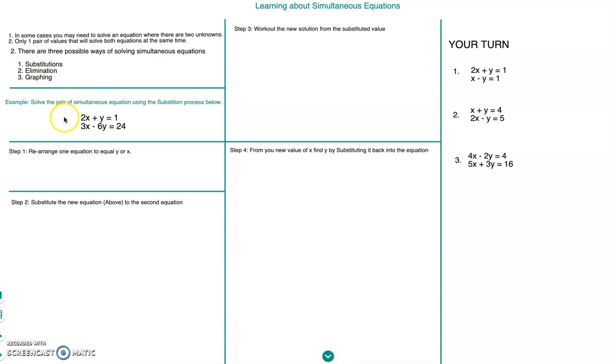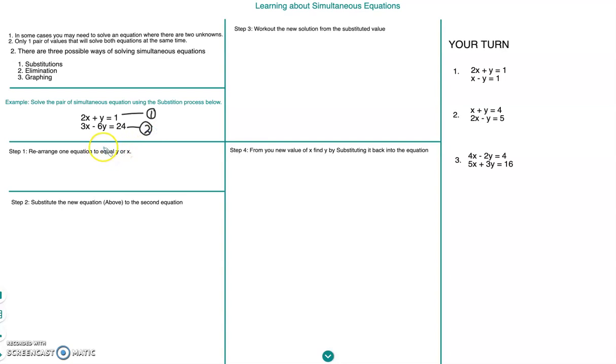So let's begin. Before we start these types of equations, I would always recommend that we label these equations. So 2x plus y is equal to 1, we can label that as equation number 1, and 3x minus 6y is equal to 24, we can label that as equation number 2.